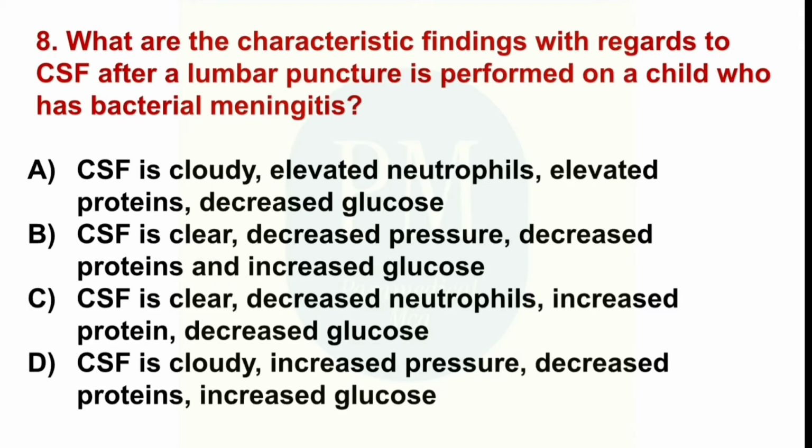What are the characteristic findings with regards to CSF after a lumbar puncture is performed on a child who has bacterial meningitis? Option A. CSF is cloudy, elevated neutrophils, elevated proteins, decreased glucose. Option B. CSF is clear, decreased pressure, decreased protein, and increased glucose. Option C. CSF is clear, decreased neutrophils, increased protein, decreased glucose. Option D. CSF is cloudy, increased pressure, decreased protein, increased glucose. The correct option is option A. CSF is cloudy, elevated neutrophils, elevated proteins, decreased glucose.